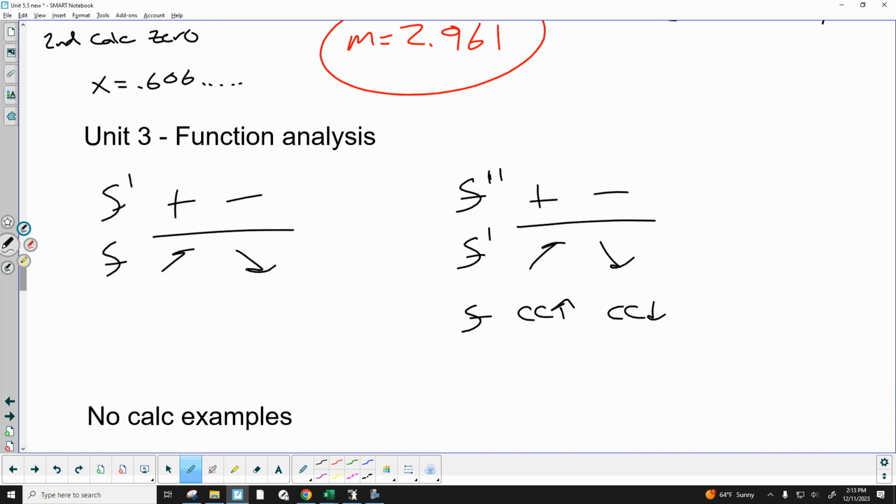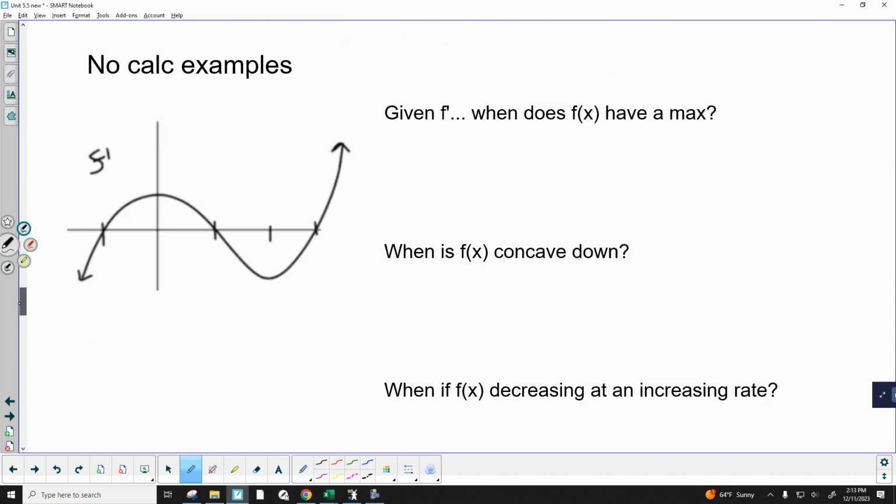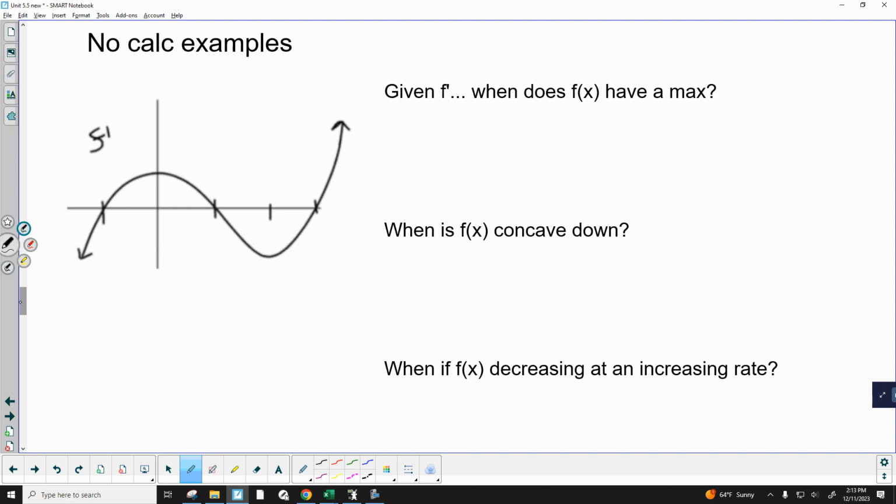Now let's do some no calculator problems. Go ahead. It's been a while. Here's a graph. Tell me, when does f have a max? When is f concave down? When is f decreasing at an increasing rate? See if we remember this stuff. See if you can do it. Go ahead and write down the answers.